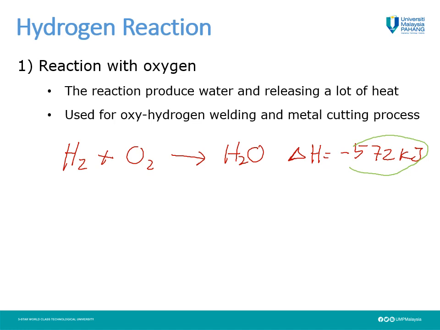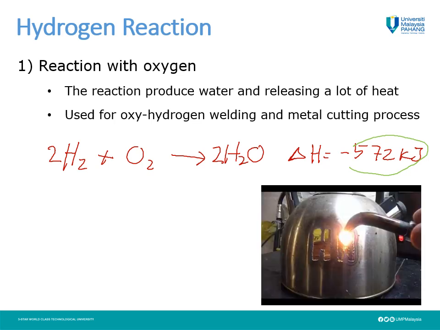So this equation is not complete. 2 moles of hydrogen reacted with 1 mole of oxygen will produce 2 moles of water. So this is an example of an oxy-hydrogen metal cutting process, in which the heat that is generated from the reaction is capable of cutting a metal.